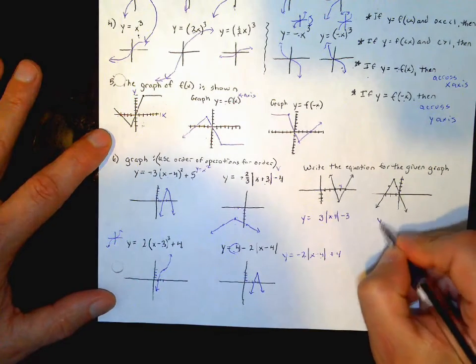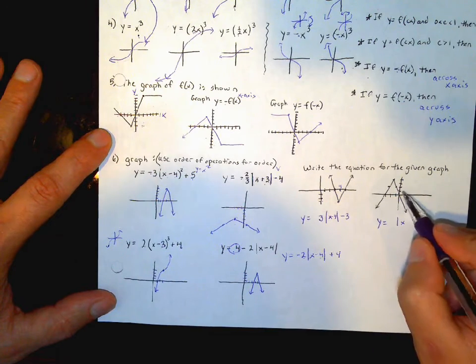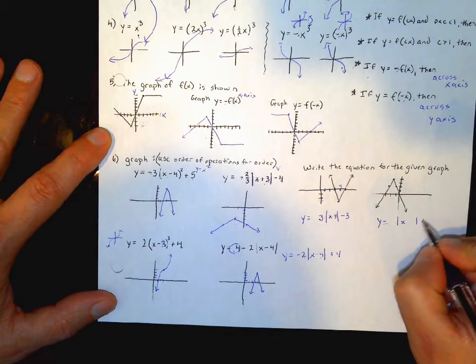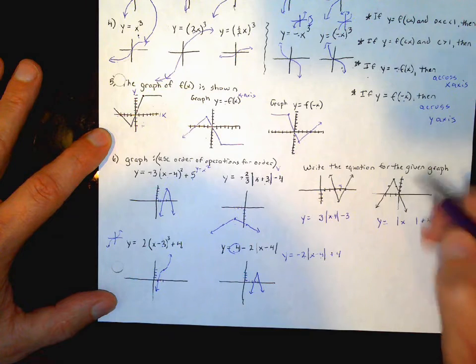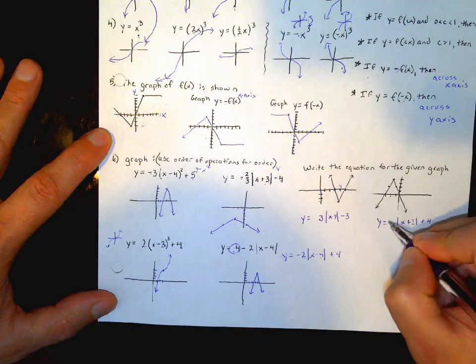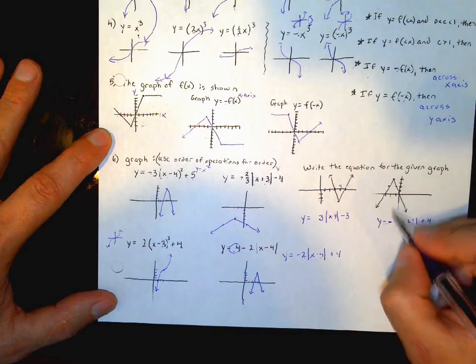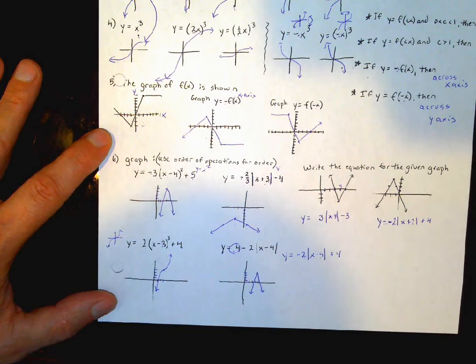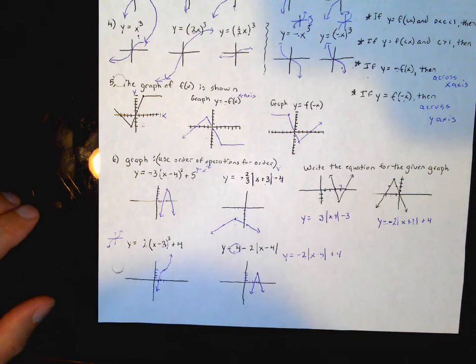Okay, this one here, once again, absolute value. 1, 2, 3, up 4, so plus 4 on the end. Left 2, so plus 2. It's opening down, so it's negative. And it looks like it's going down 2 over 1, so we've got negative 2 there. Okay, those are notes 2.3.